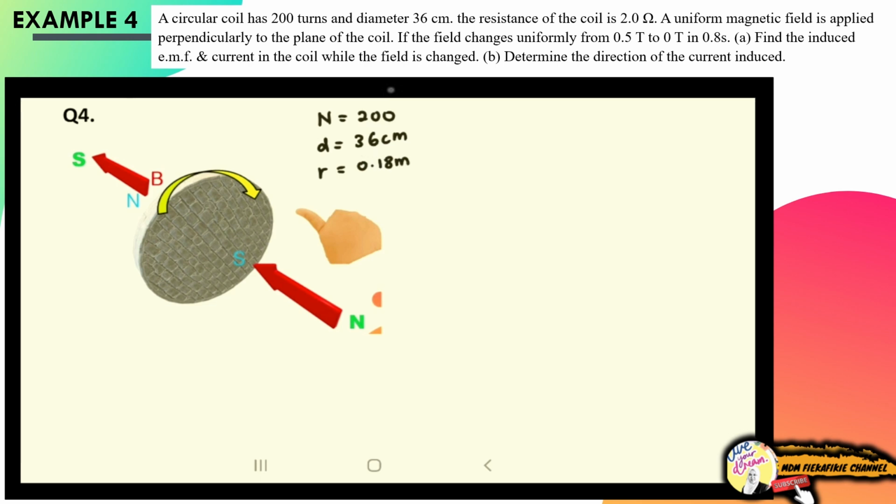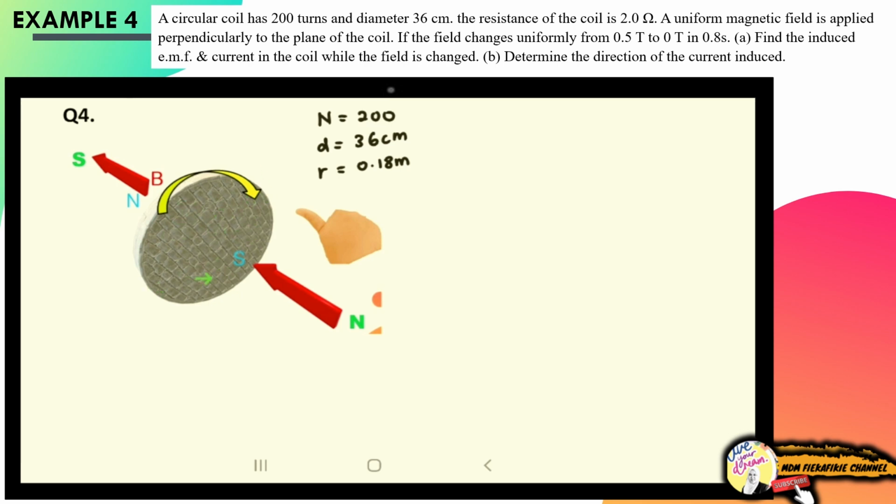Okay, and the resistance of the coil, okay, tengok pada bulatan ni. Okay, this circle, let's say this is a coil. Okay, I try my best to draw a 3D diagram. Okay, but I don't find any 3D coil. So just assume this is a coil.